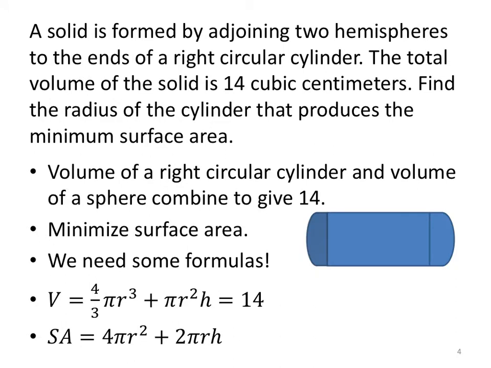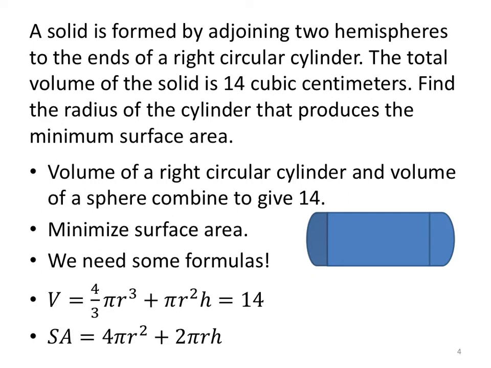So a solid is formed by adjoining two hemispheres to the end of a right circular cylinder. I think of these as the propane tank that you fill your little tank from, like U-Haul or wherever you fill up your propane tanks. So that's a right circular cylinder, two hemispheres. The total volume of the solid is 14 cubic centimeters. Find the radius of the cylinder that produces the minimum surface area. Okay. The total volume of the solid is 14 cubic centimeters.